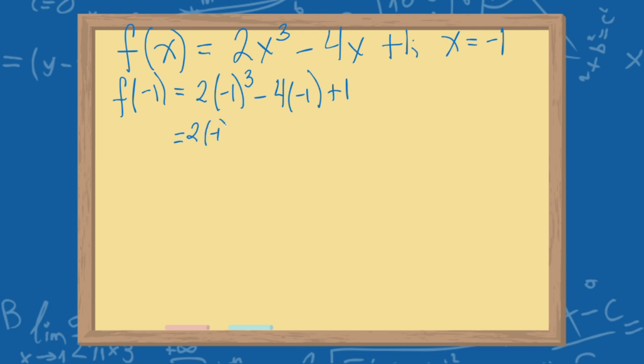So 2 times negative 1, and negative 4 times negative 1 is positive 4 by following rules of multiplying integers, plus 4 and plus 1. 2 times negative 1 is negative 2. Negative 2 plus 4 plus 1. And then we simplify this. Negative 2 plus 4 is positive 2 and plus 1 is 3. Therefore, f of negative 1 is equal to 3.